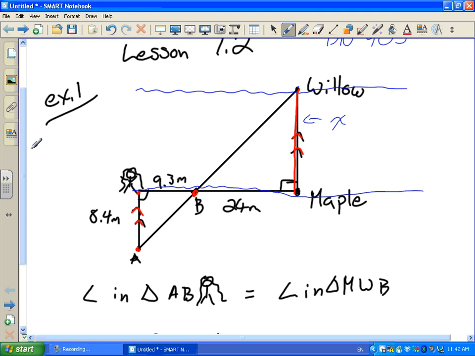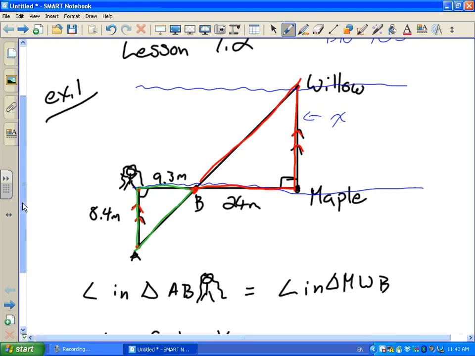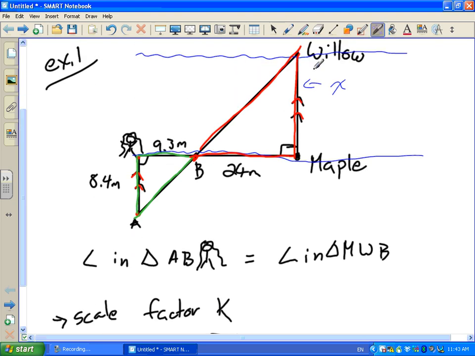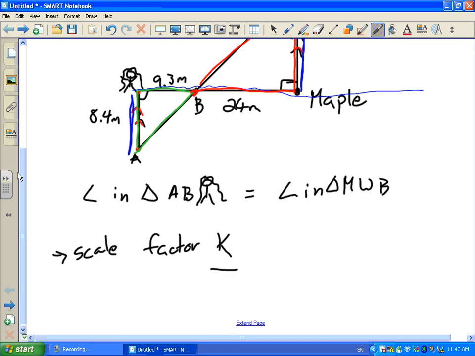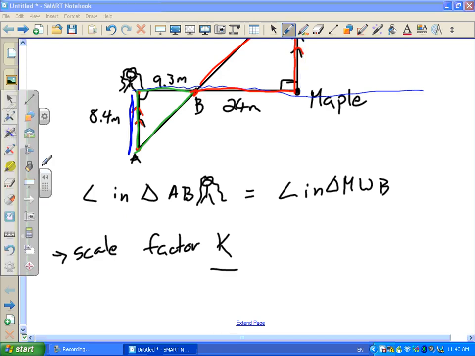Okay, what about WM? We'll put the triangles in two different colors here. We have the green triangle, and we'll have the red triangle. What part of the green triangle relates to willow and maple? Daniel. Girl in A. That's right. So this part here will be a scale factor of this part of this triangle here. So let's try to set that up. We're going to try to set these ratios up now.